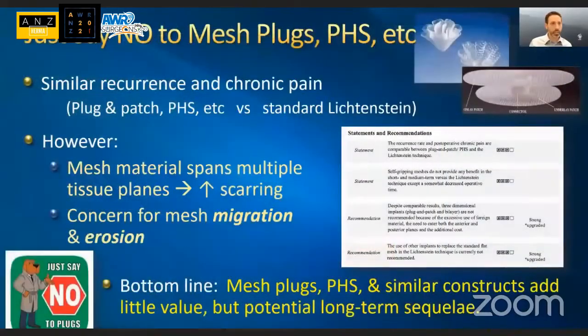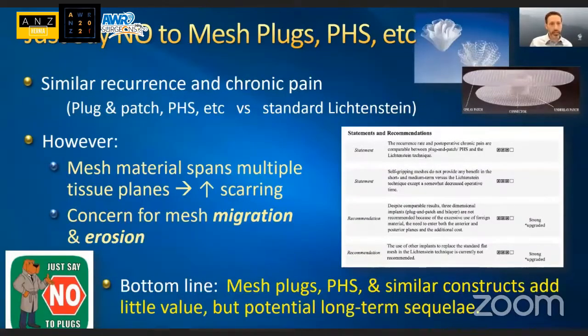So interestingly, when you look at the data, it actually shows similar recurrence and chronic pain from this. However, I think that underrepresents the true outcomes of using plugs and PHS. And as somebody that removes these from time to time for chronic pain as a result of these, I would emphatically say that these should not be used because A, they do not add any benefit to the patient, but they have some potential harm, whether it be severe scarring, migration, mesh erosion.